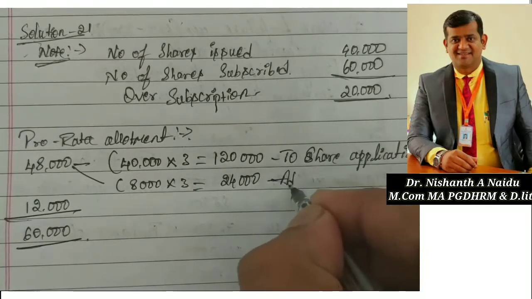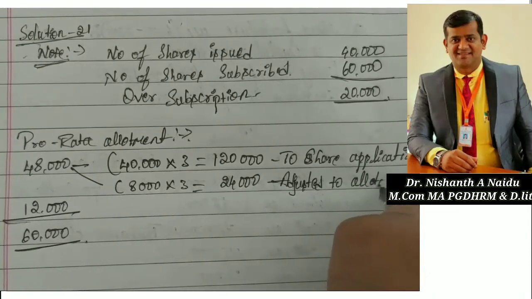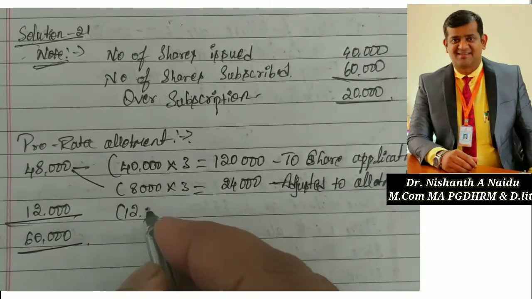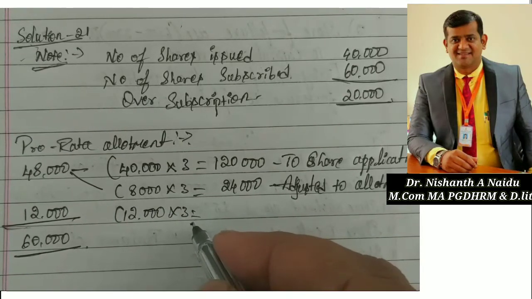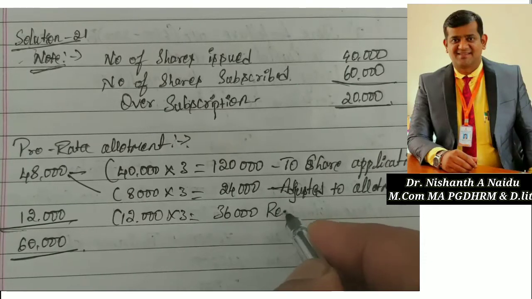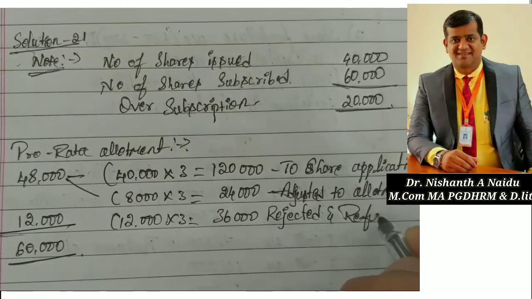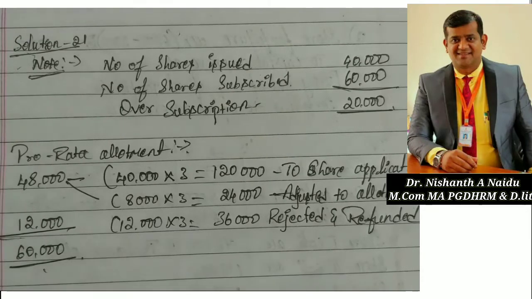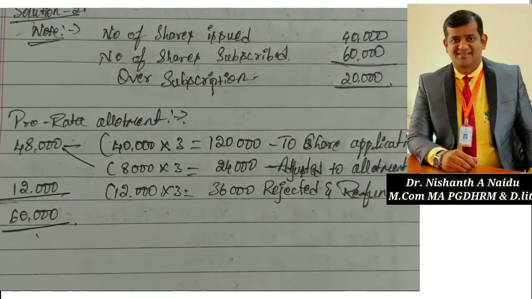This is adjusted to where? Adjusted to allotment account. Okay, so next is this 12,000 into 3. So how much? That is going to be 36,000. It is nothing but rejected and refunded. If you total, you should get 60,000 shares, whatever applied by the general public. So we are done with the working note part.